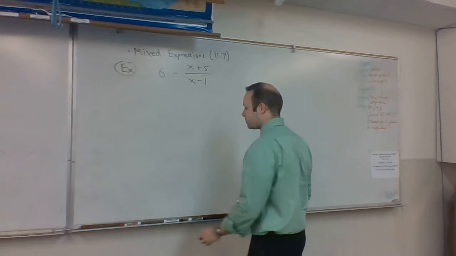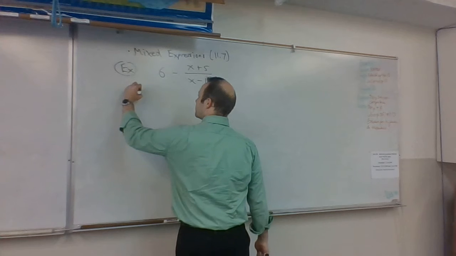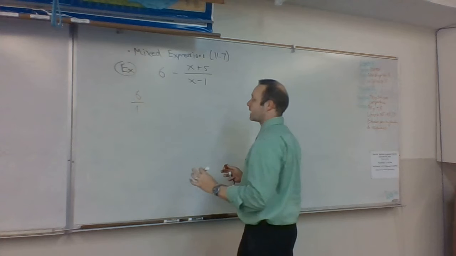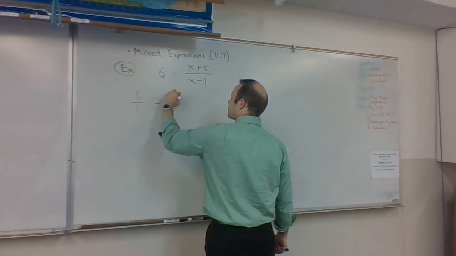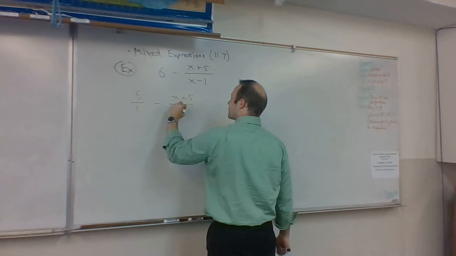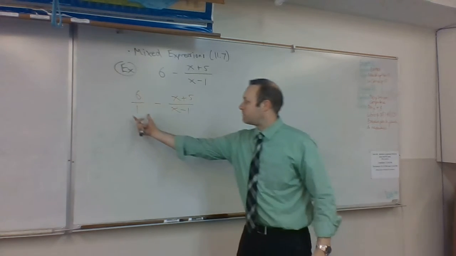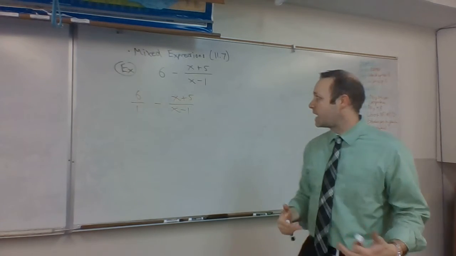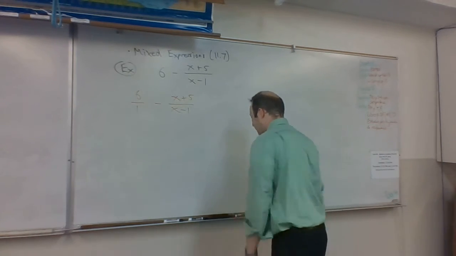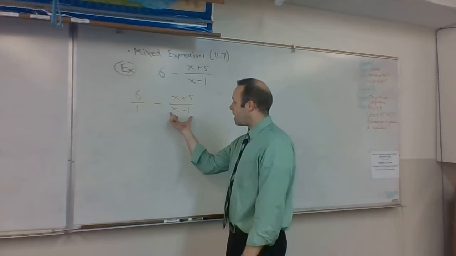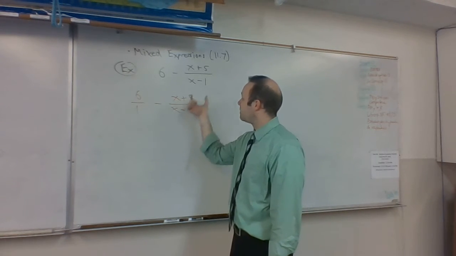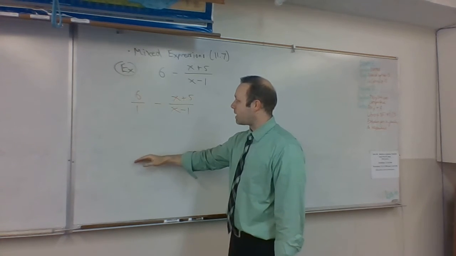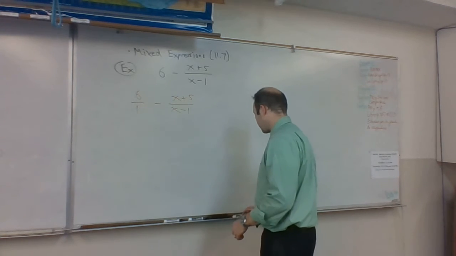Well, it helps for starters if you view this 6 as if it's a 6 over 1. Because that gets it viewing it as a fraction, and we're doing that minus x plus 5 over x minus 1. So the problem here is we have a fraction, another fraction, but they don't have the same denominator. So we need to get them so they have the same denominator. So how do you do that? Well, the tool is to take the denominator of your rational expression, and multiply it top and bottom by this. So let's look at what that does.